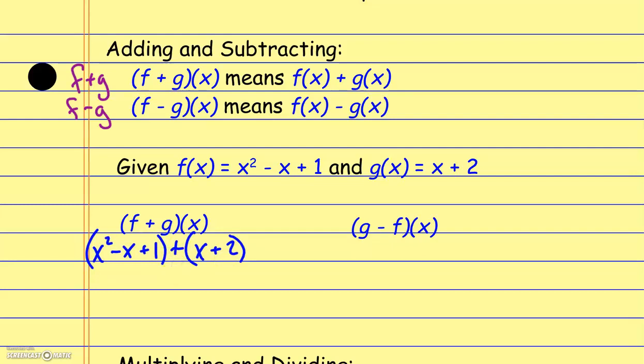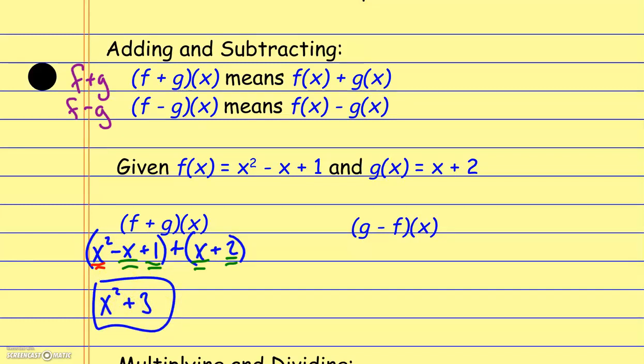So in order to add these two functions together, I just combine like terms. The x squared is kind of all by itself, so it doesn't have a like term. That's an x squared. The negative x and the plus x right here, those are like terms. They combine to give me a 0. And then the 1 and the 2 combine to give me a 3. And that's it. Okay, so when I add the two functions together, I get x squared plus 3.